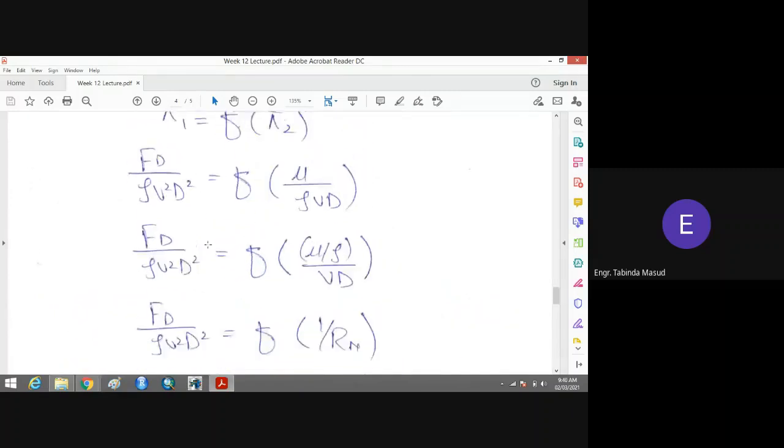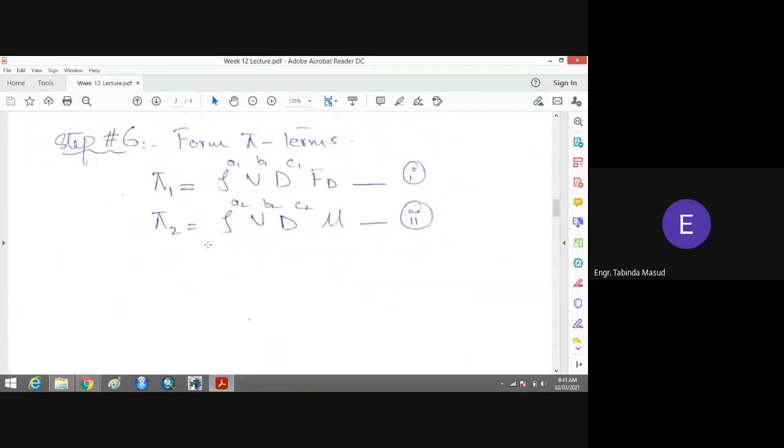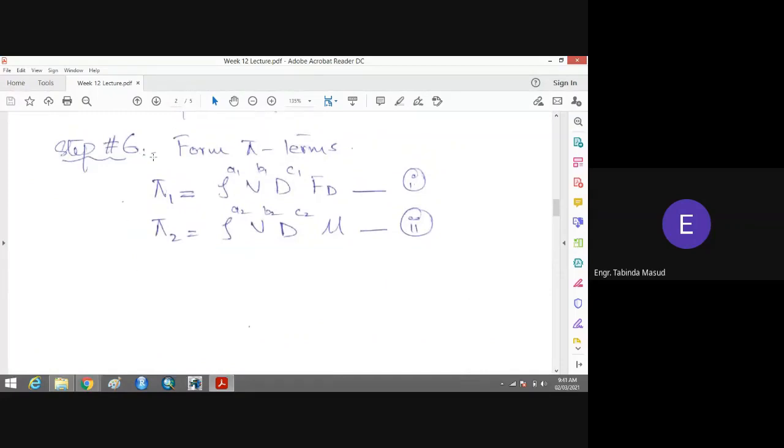Here you can see that we do not have any problem of unknown parameters. Why? Because in this case, we divide parameters into different groups, and then for each group we have three available equations. You can see here that we had three available equations for pi 1 and three available equations for pi 2. So we had 6 unknowns and 6 available equations: a1, b1, c1, a2, b2, c2. This problem has been solved by the Buckingham pi theorem.